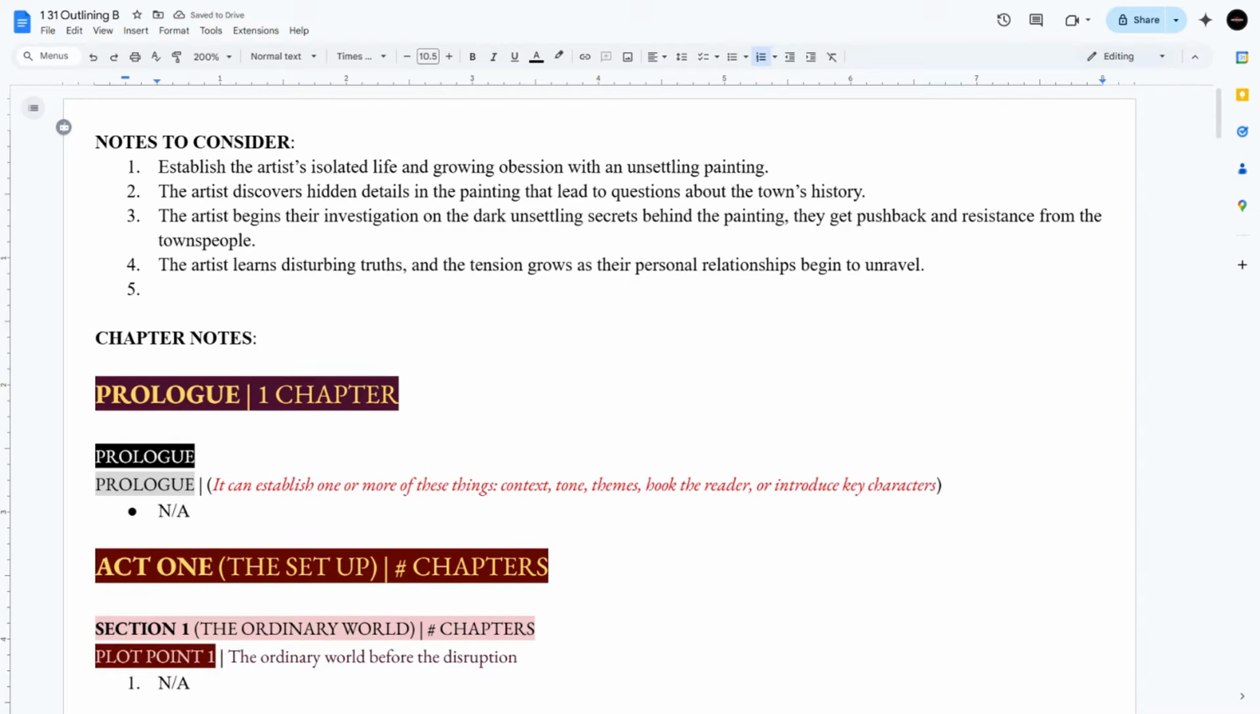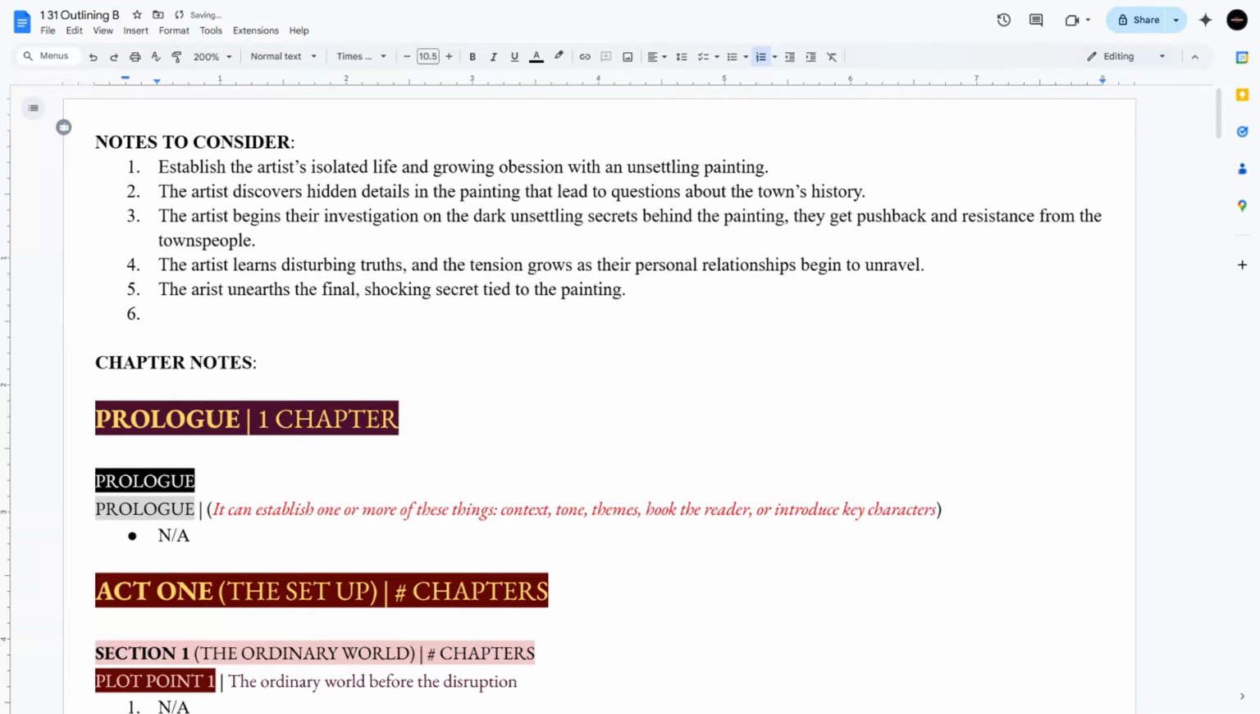What else? You've got to tell me. I know this is pre-recorded, but still. Let's see now. And then basically the artist unearths. It has to be shocking because, why wouldn't it be, right? Painting. Ooh. See, that's a very broad stroke. I could play with that.